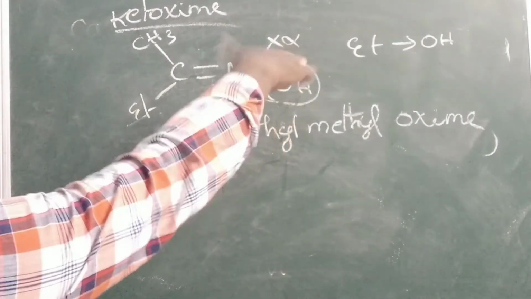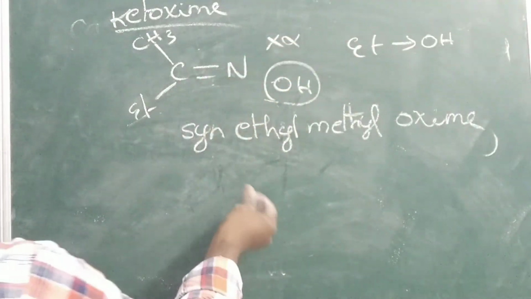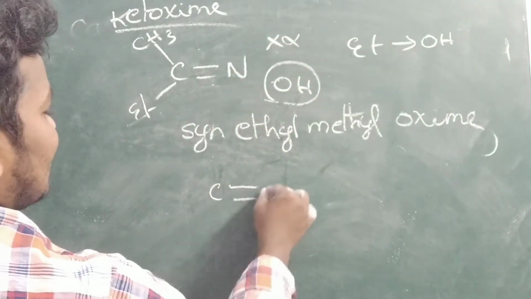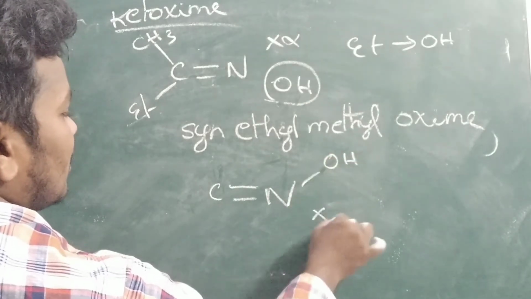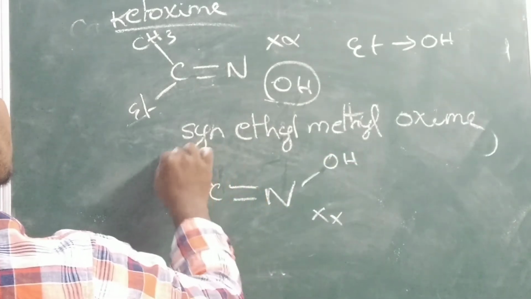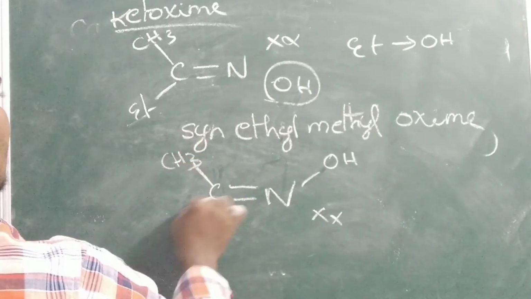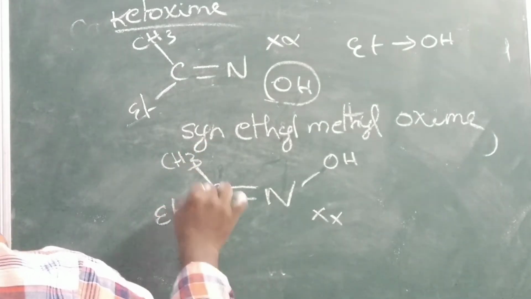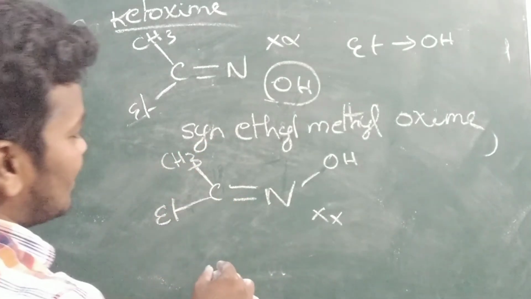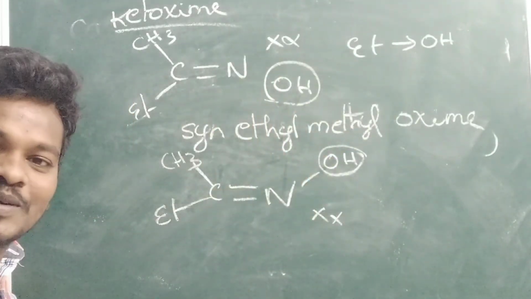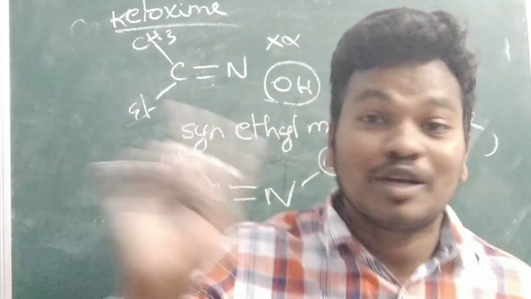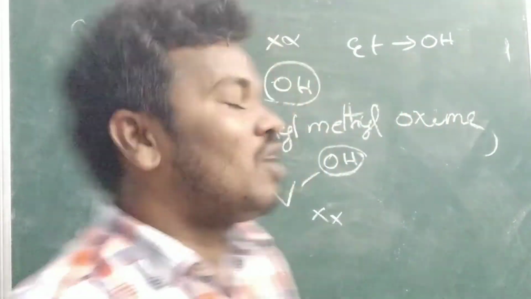So just rotate. C double bond N, here OH. Any one side only you have to write. Here methyl, here ethyl. Now how can you say that? With respect to the OH. With respect to the OH only how to say. Lone pair should not be considered, only with respect to the OH.